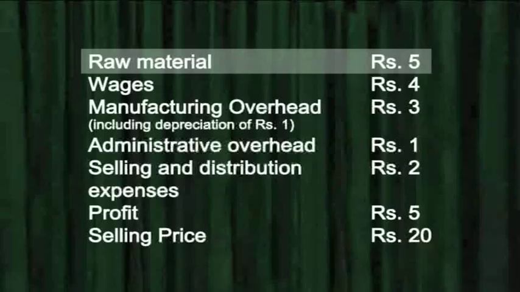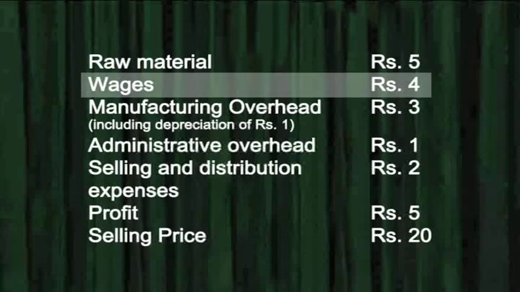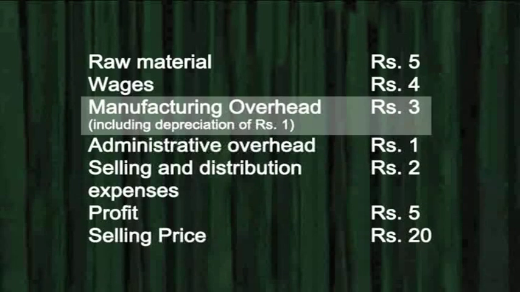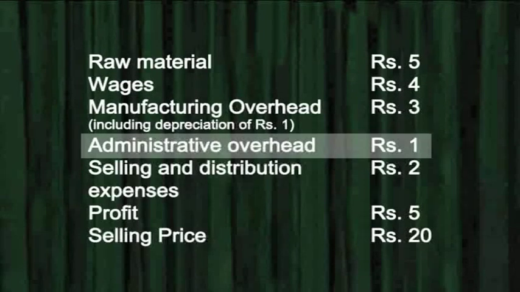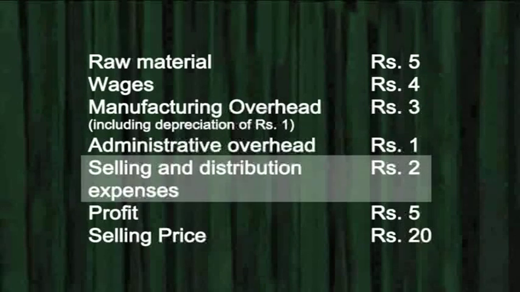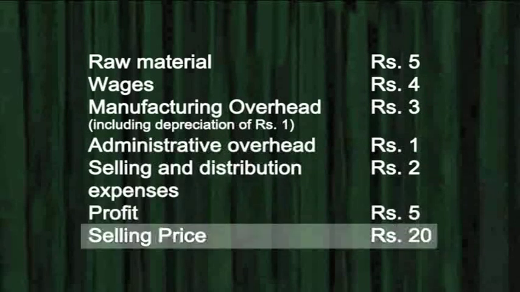Level of activity is 60,000 units annually. Raw material and all other information is given per unit. So raw material is 5 rupees per unit, wage is 4 rupees per unit, manufacturing overheads 3 rupees per unit including 1 rupee of depreciation, administrative expenses 1 rupee, selling and distribution expenses 2 rupees, profit is 5 rupees and selling price is coming as 20. Credit period allowed to debtors is 2 months, cash sales 20%. So we have to compute the amount of debtors.